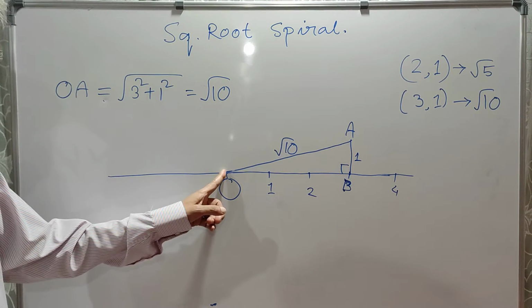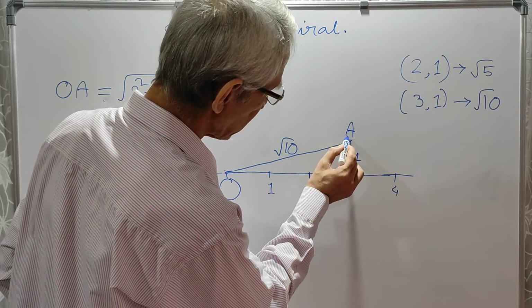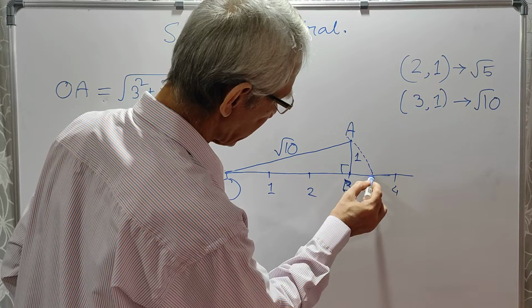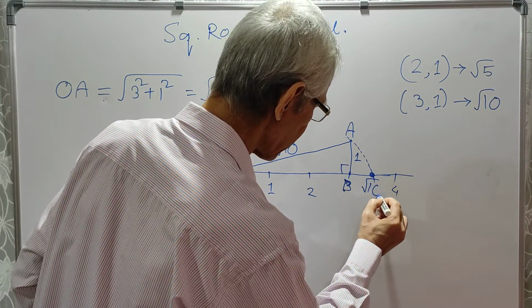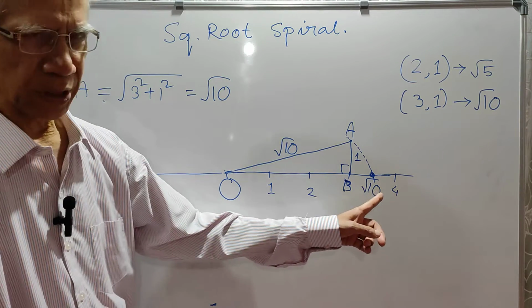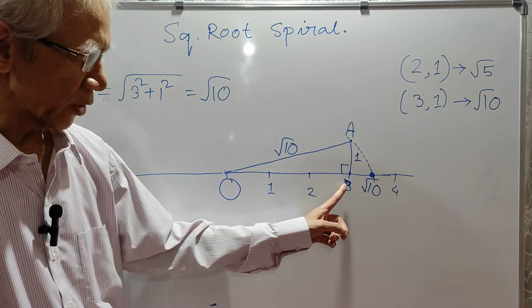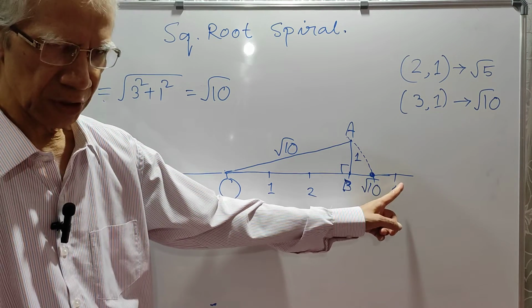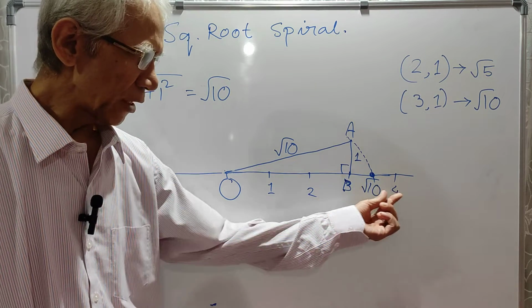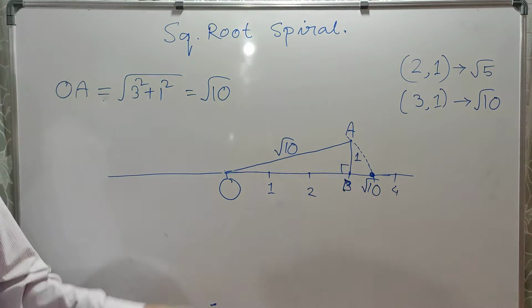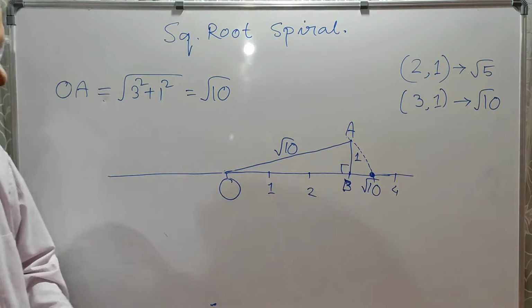Then from this point, taking OA as radius, you draw an arc. This will cut the number line at this point. So this point indicates root 10. It is more than 3 and less than 4, more than root 9 and less than root 16. 3 is root 9, 4 is root 16. So root 10 lies between root 9 and root 16. So taking the ordered pair 3, 1, we have got root 10.